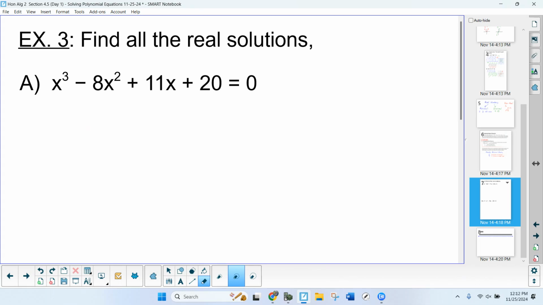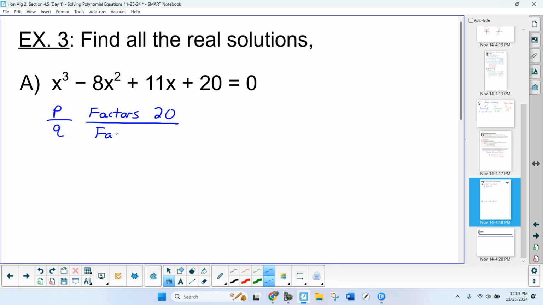So the first thing I'm going to do, and at the beginning, when I do this right now, you're going to be confused as to why I'm having you do P over Q. This is one of those things that as we make these more difficult, you're going to see why I'm making you do P over Q. Okay, so let's just practice P over Q. P is factors of my constant. What is the constant? So 20 divided by factors of my leading coefficient. What's my leading coefficient? Okay.